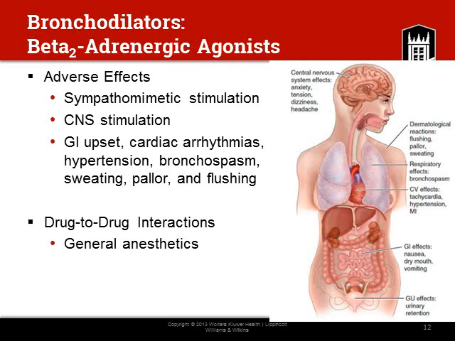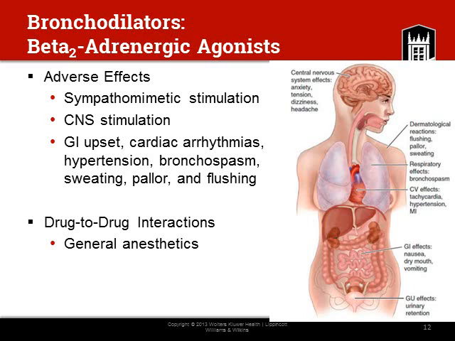Adverse effects of our bronchodilators, our beta-2 adrenergic agonists, really come from stimulation of the sympathetic nervous system. We might see some CNS stimulation. We could potentially see tachycardia, which is really kind of common. We might see GI upset, increased risk of cardiac dysrhythmias, hypertension. We could get a rebound bronchospasm, tremor for sure, sweating, pallor, flushing.